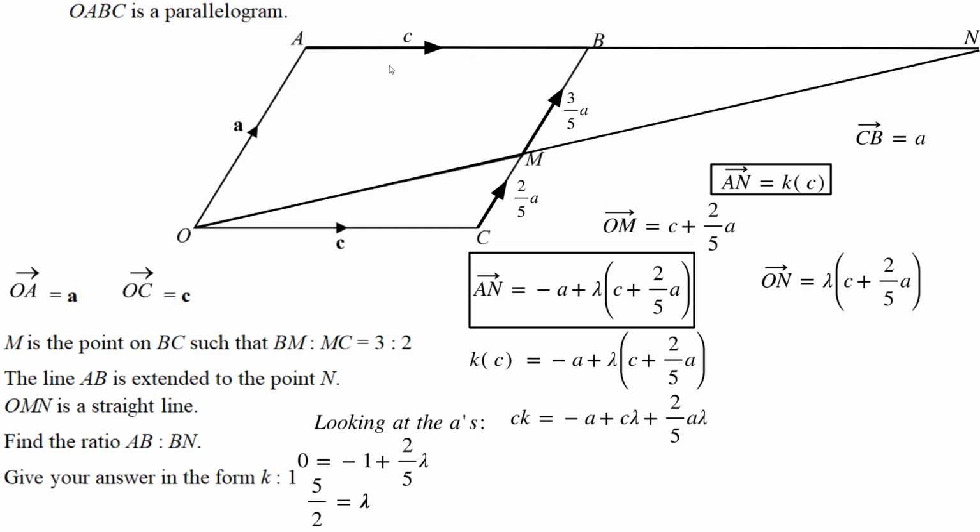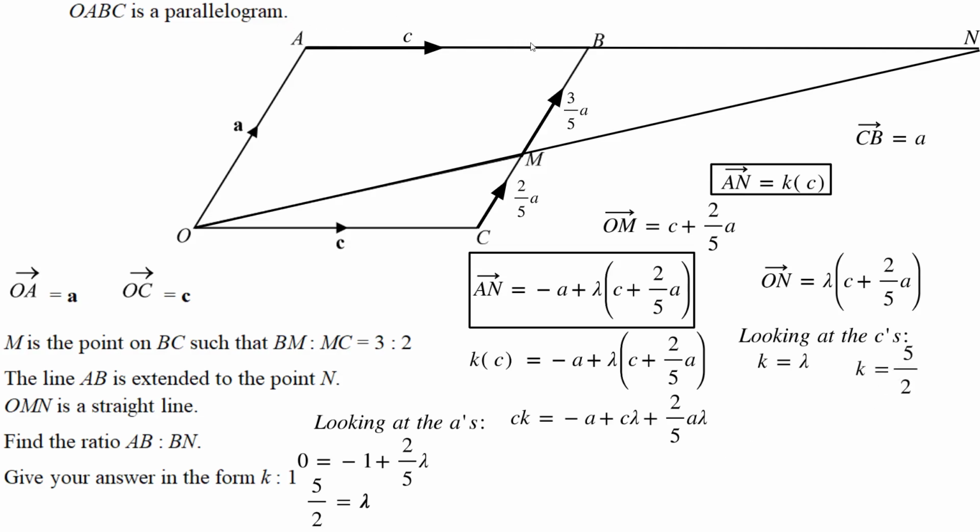And if you just look at this, this makes sense, because if A to M is c plus 2/5 a, then A to N is some amount multiplied by that. And if it's multiplied by an amount that's greater than 1, in this case 2.5, then the line will extend outwards. So if we had this line 2.5 times, we'd get A to N. That's what we're saying. Okay, now let's look at the c's. So we have k equals lambda. Okay, so that means lambda and k are the same, so k is also 5/2.